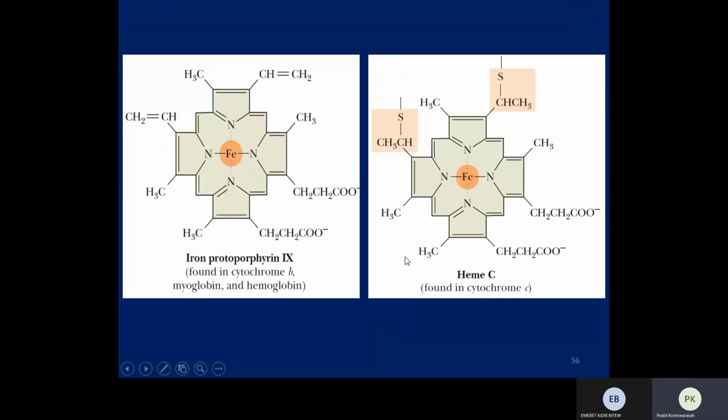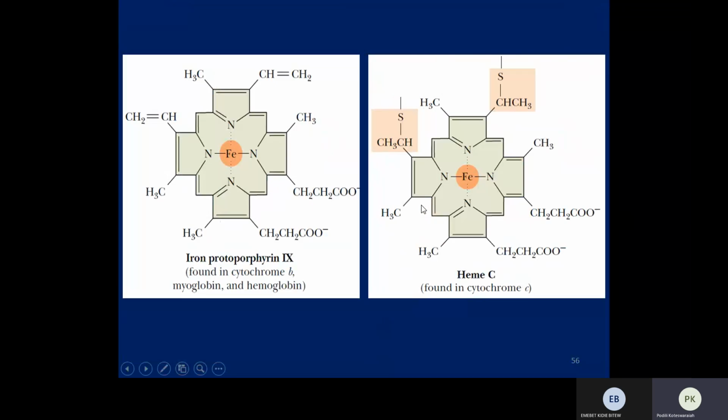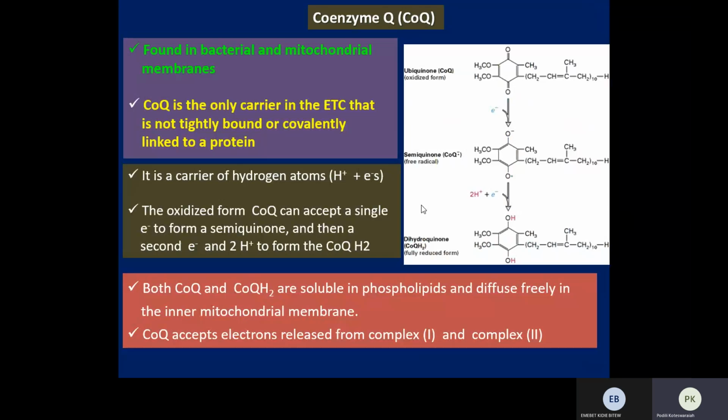In addition to this, there are also some cytochrome cofactors present. This we will see later.